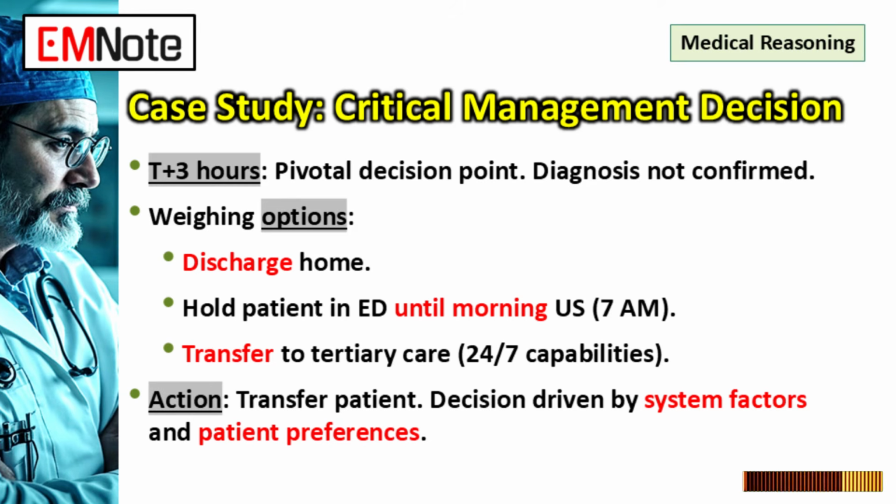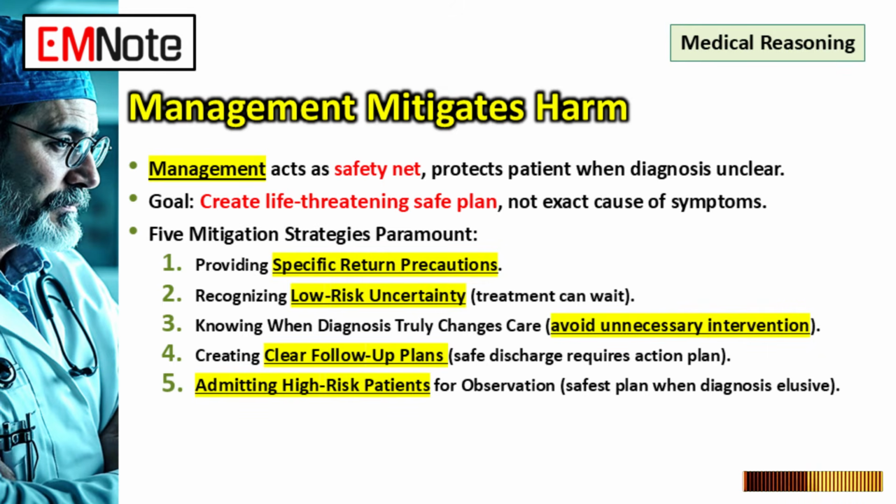This case is a great example of why you need clear strategies for when the diagnosis is still up in the air. Let's go over 5 ways that expert clinicians reduce the risk of harm in these situations. A really strong management script includes these strategies for dealing with uncertainty. This means giving specific return precautions, knowing when it's safe to defer diagnosis in low-risk patients, and also knowing when to act aggressively, even without a sure diagnosis. It also means creating follow-up plans that are concrete and easy to act on, and being ready to admit or transfer high-risk patients for observation.